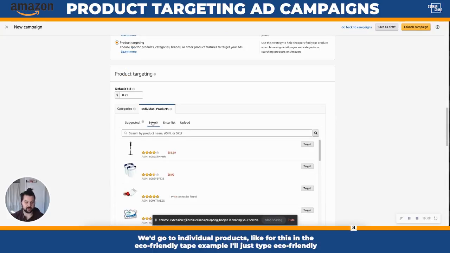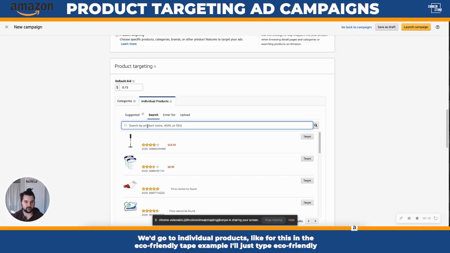So we'd go to individual products. So like for this, in the eco-friendly tape example, I'll just type eco-friendly tape.